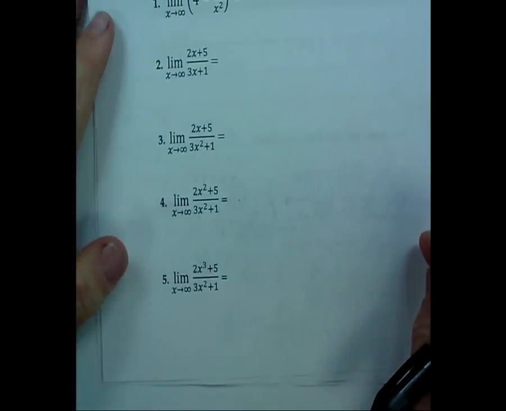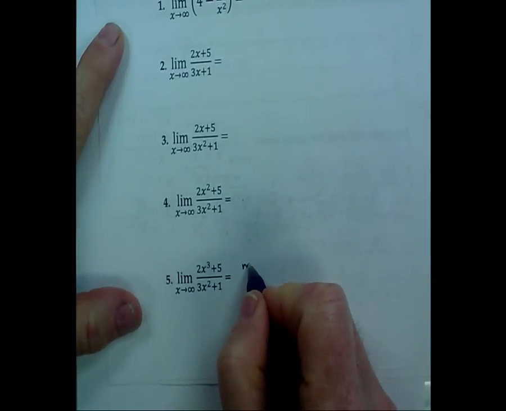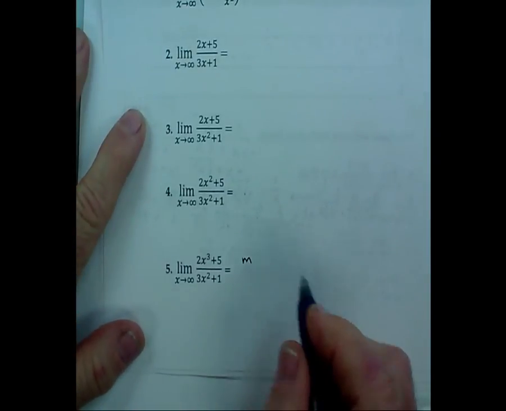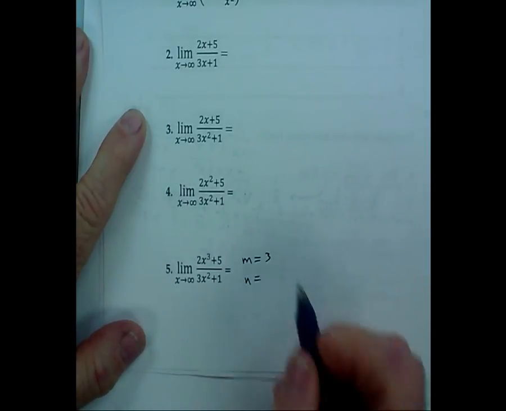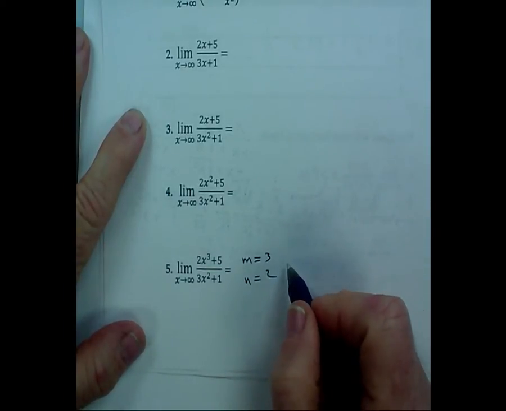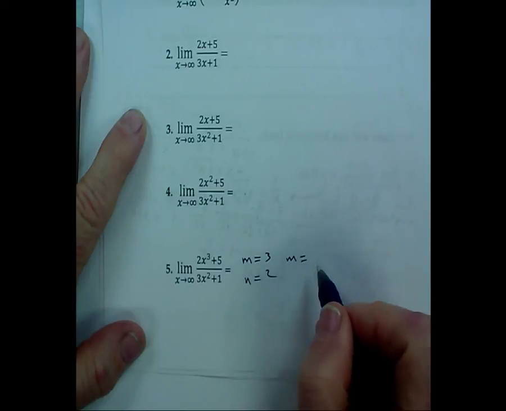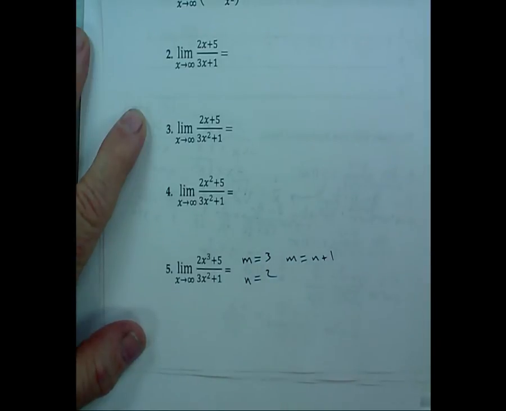Now, what is M? 3. Justin, what's N? 2. M equals N plus 1, would you agree? So it has an asymptote, but it's slanty.